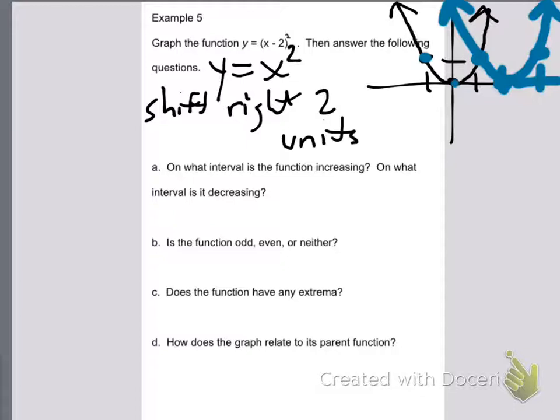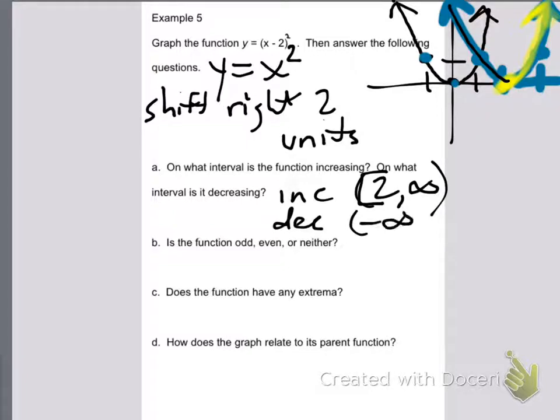Now, on what interval is the function increasing? On what interval is it decreasing? Well, it's increasing from here up. So it's increasing from 2, that's a bracket, to infinity. It's decreasing from negative infinity to 2. Okay, remember we go left to right. So we start here, we go down. So that's negative infinity to 2. From 2 to infinity, we increase.